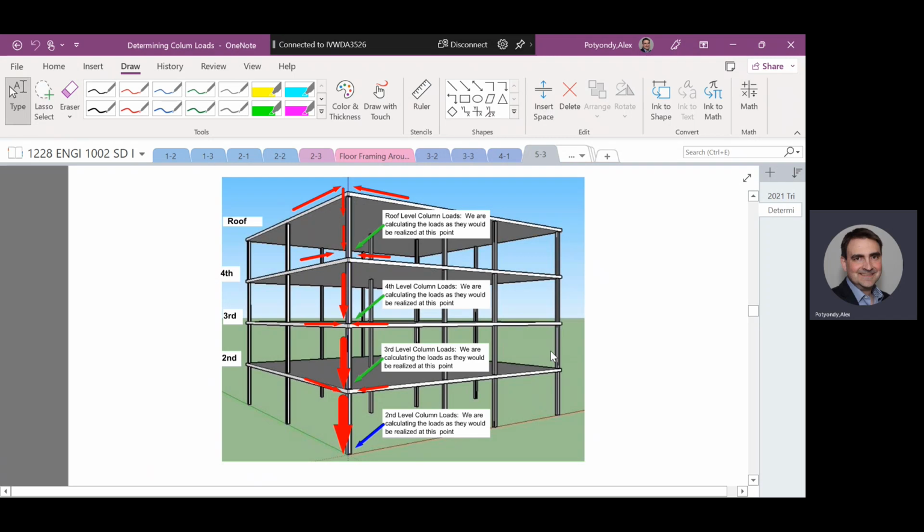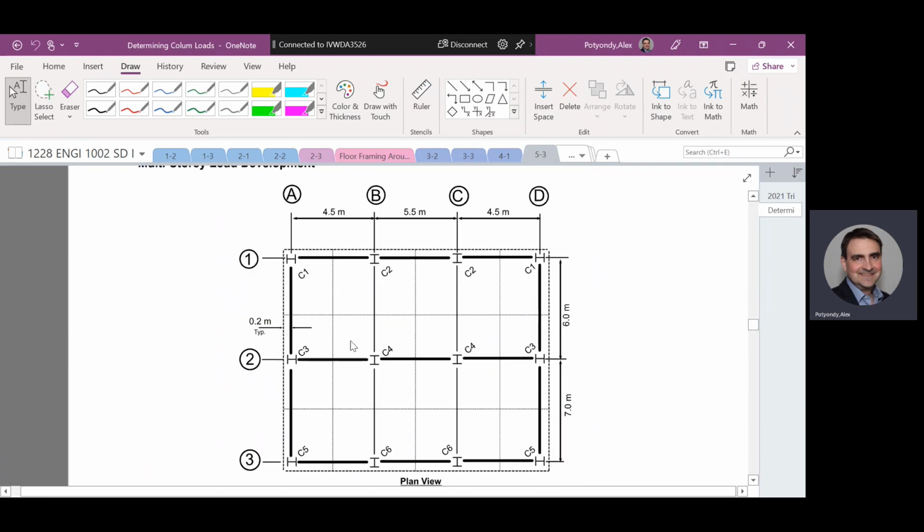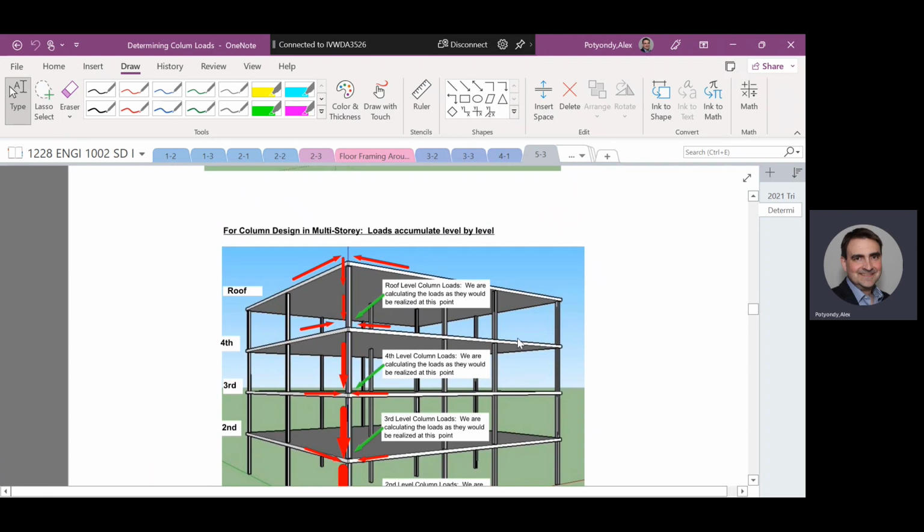The reason why we use the same column is just for ease of construction. And this is what I want to calculate, and I got to do it for each column. On top of all that, I have 12 columns, and I got to do it supporting 1, 2, 3, 4. So I got 48 loads to calculate. That's a lot of calculations.